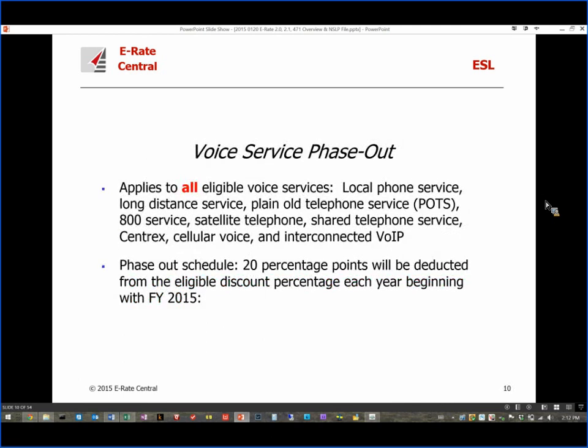In the voice phase out, all of the eligible services effectively phase out on a schedule of 20 percentage points being deducted from the eligible discount percentage each year beginning in funding year 2015.